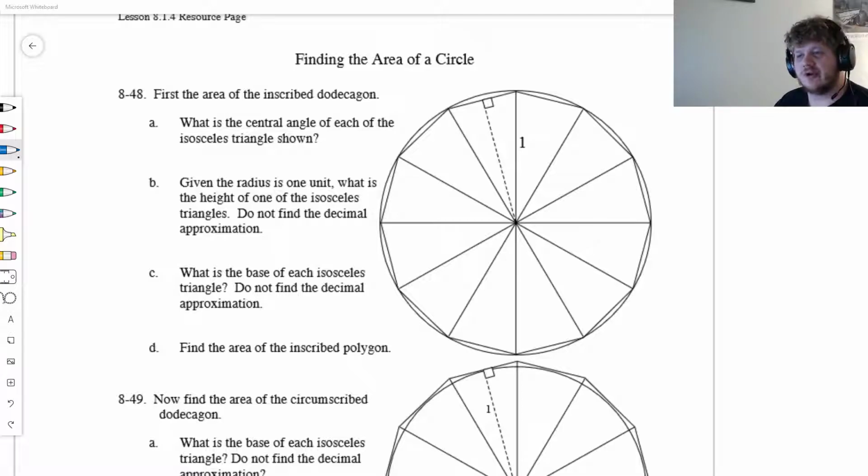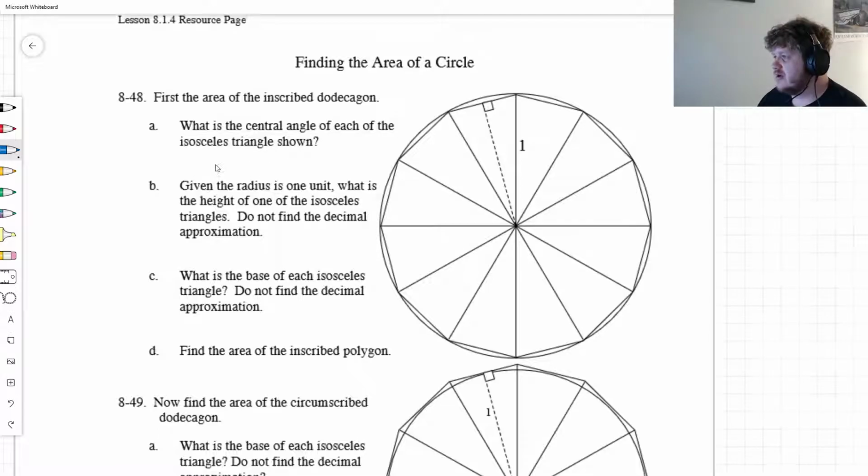4-48 and 4-49 together. So what we have here is the inscribed dodecahedron. When we look at this, the first question we want to ask is, what is the angle of each of these triangles? Since it's a dodecahedron, that means it has 12 triangles.